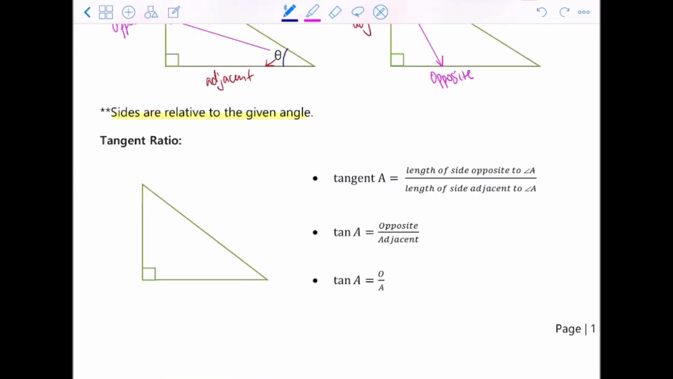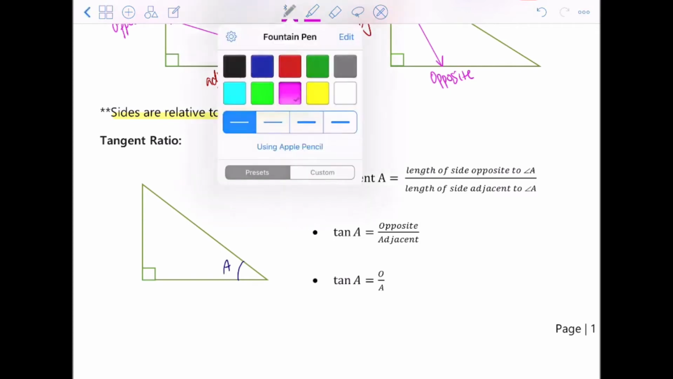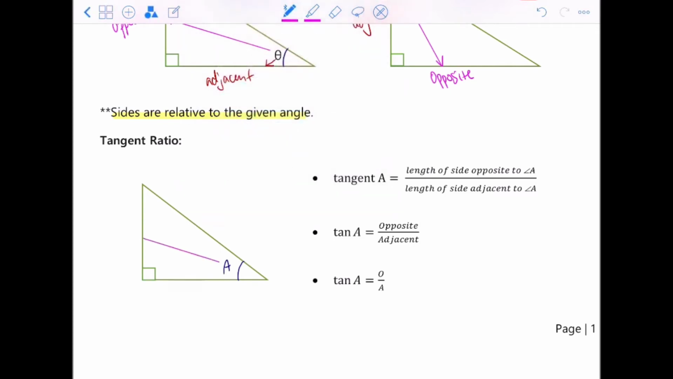Now let's take a look at the tangent ratio. We were given the right triangle, and let's label some of the sides. First, we have to label which angle we'll consider. I'd consider this one, and I'd call it angle A. The side that's opposite to angle A is the opposite side, and I'll abbreviate it. And there's the adjacent side right here, and the hypotenuse is the longest side of the right triangle.